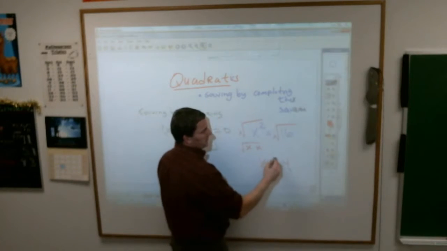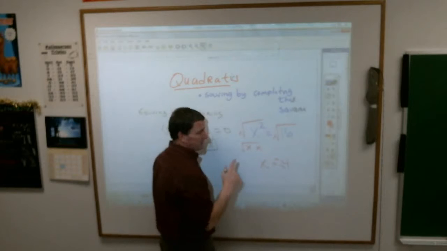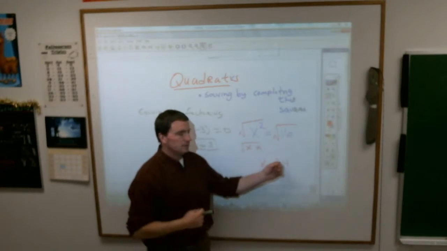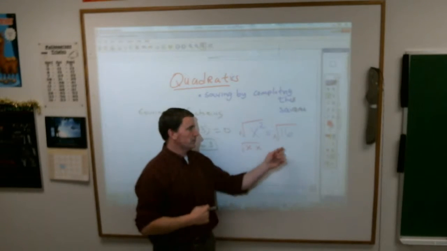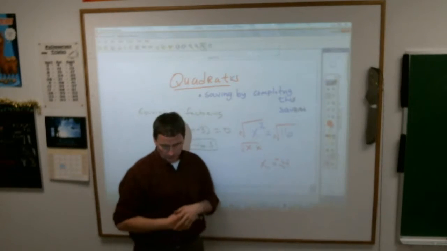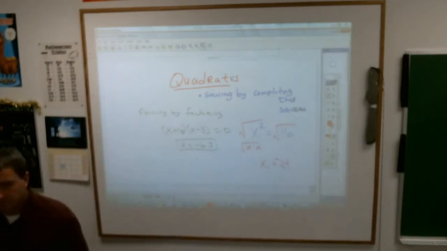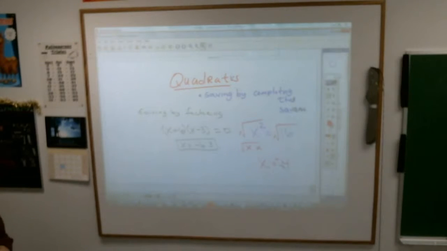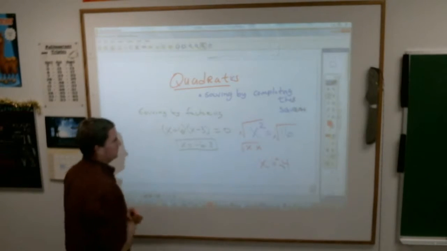Now you do have to remember, today we have to specifically remember that the answers we get need to be plus or minus. Because really positive 4 times positive 4 gives you 16, and negative 4 times negative 4 gives you 16. So both work, and you can just write it as plus or minus 4.